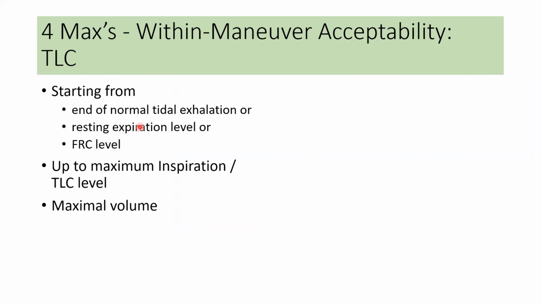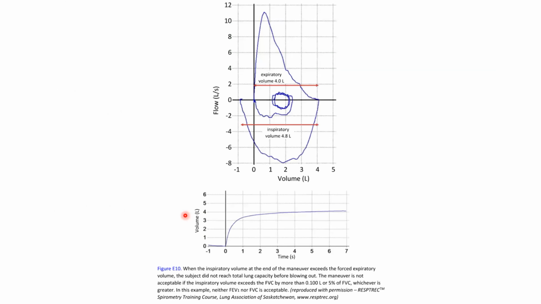The TLC does need to start from the end of the normal tidal exhalation, or you could say the resting expiratory level, or you could say the FRC level. Again, that reproducible level where the lung recoil and the rib cage recoil are equal and opposite. So you want to make sure they start from that point. They want to go up to the maximal inspiration or the TLC level, and they want to make sure they inhale the maximum volume. Okay. You can see that on your graphs.